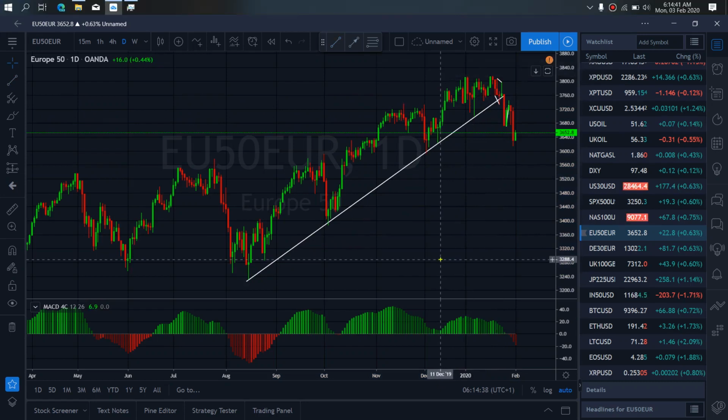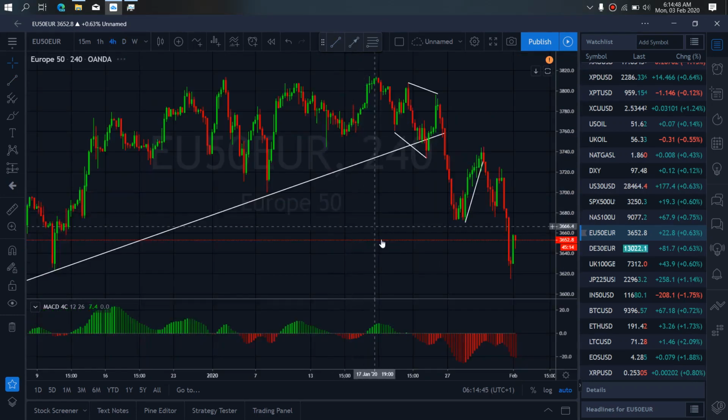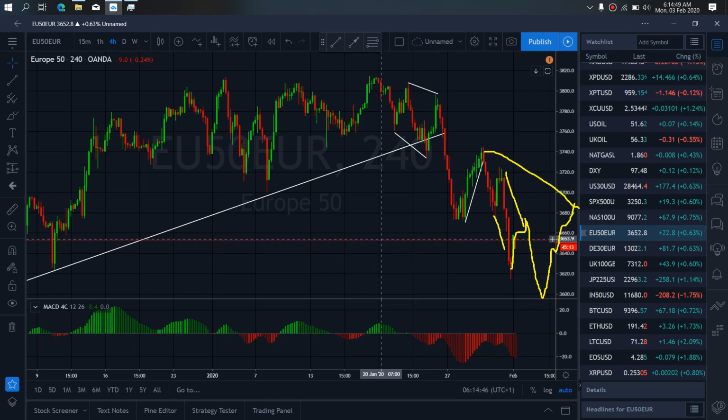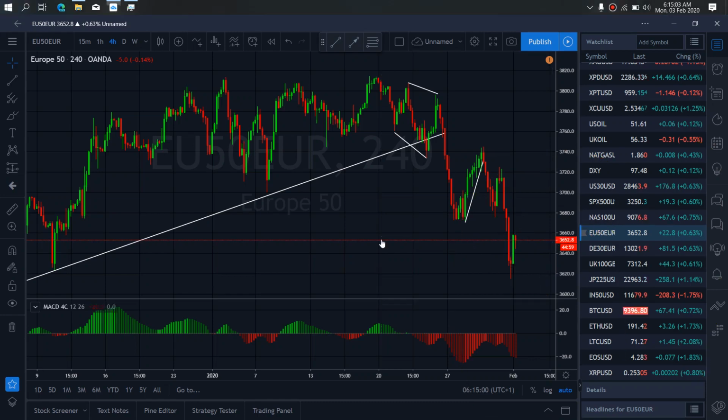So we expect them to drop further down. After a correction here, we expect more drops. We zoom to the 4 hour time frame on Euro 50 right now. We want to watch this give us a running flat, give one more retest, and then climb back up for this bigger flat, and then more drops to the downside. So we want to watch out for these sales on Euro 50 this week.